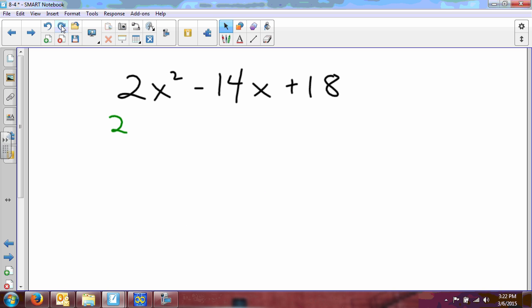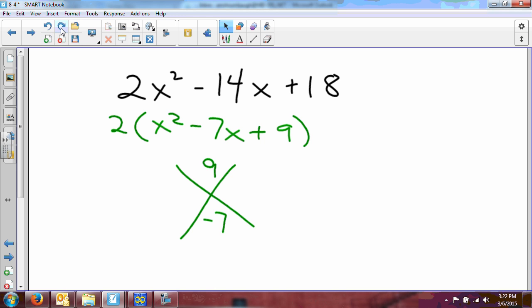On this one here, 2x squared minus 14x plus 18. Well, they're all even, so let's pull out a 2. So x squared minus 7x plus 9. So now, 9 and negative 7. Two numbers that multiply to 9 and add to negative 7.